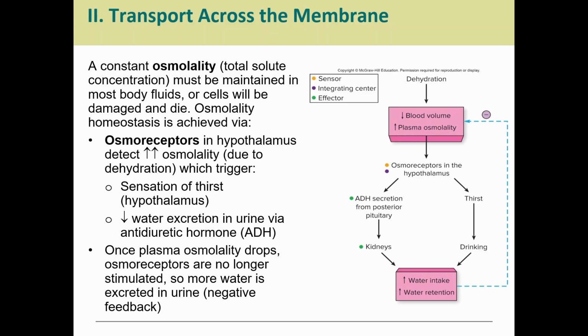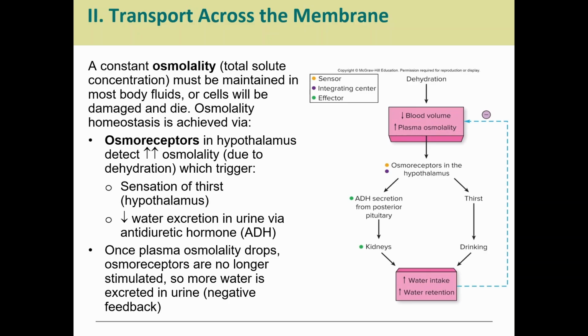Basically, it means the solute concentration, the things dissolved in the fluids, have to be maintained, right? We can't change solute concentration willy-nilly because that will damage cells. It can cause them to die. And so we are constantly trying to make sure that the solute concentration is kept relatively constant. And we can achieve this through a couple things, right?